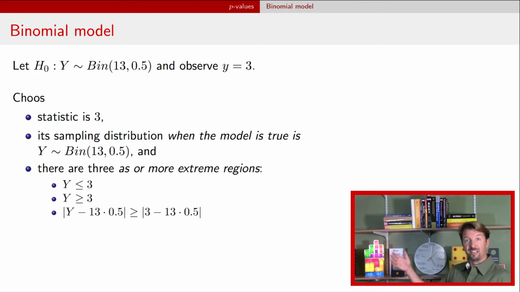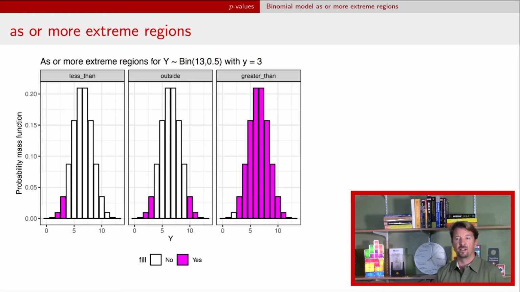Here, the 13 times 0.5, that was just the expected value of that binomial random variable. So let's look at these regions as pictures, because that might really help understand what's going on. So here, in each of the 3 facets, is the probability mass function for a binomial random variable with 13 attempts and a probability of success 0.5.